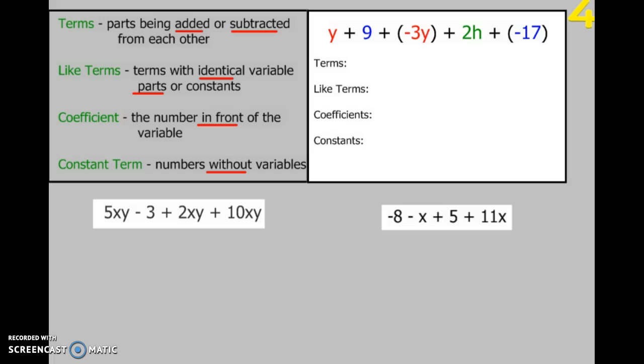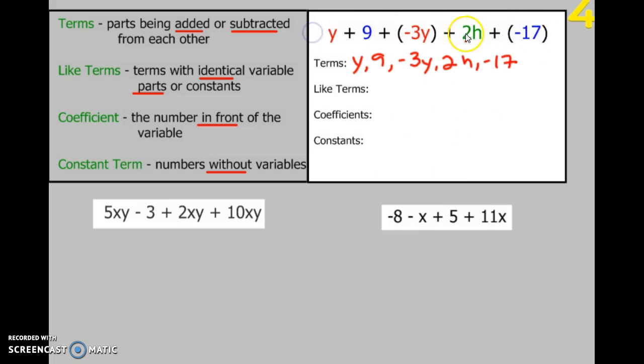So now we're going to get into some more technical terms here. Terms are parts that are added or subtracted from each other. So every single one of these pieces is a term. If they ask us to list out our terms, they are y, 9, negative 3y, 2h, and negative 17.